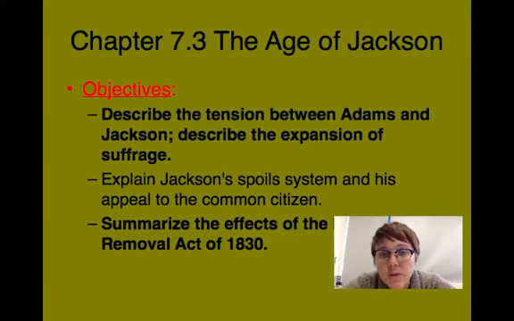Your first question for the week, meaning the question you need to answer, is this: we have discussed Andrew Jackson before in the War of 1812. I would like you to tell me what was Jackson's role in the War of 1812 and how does that reflect his new term in presidency.